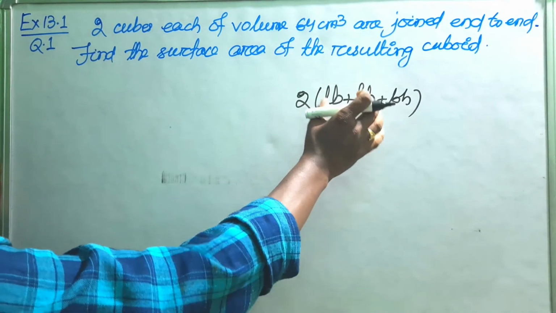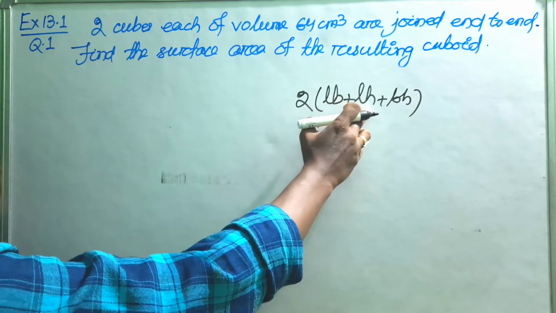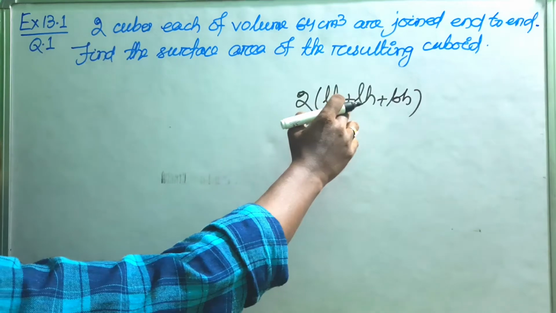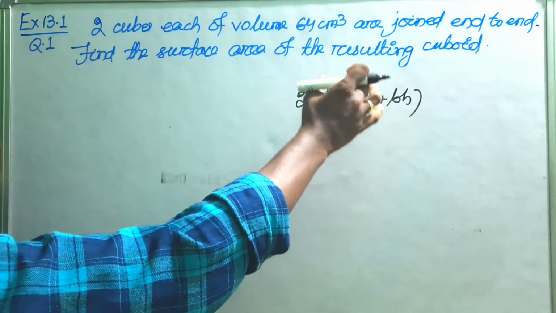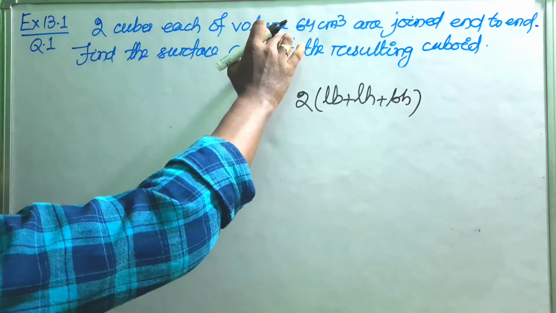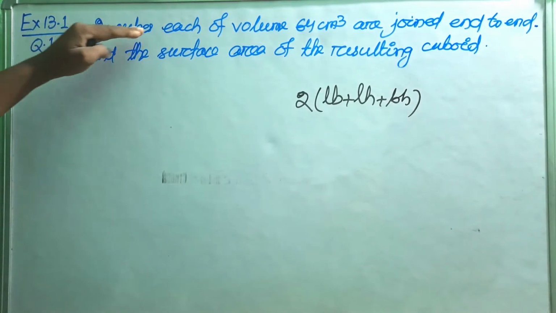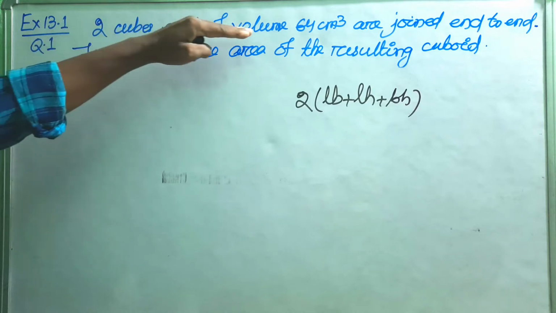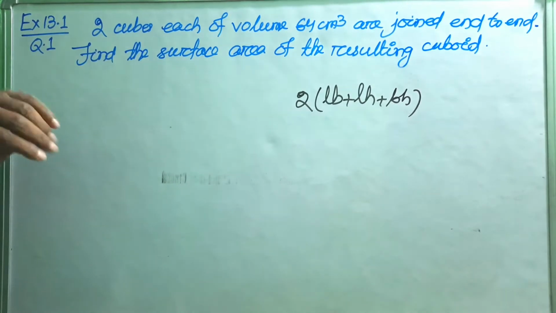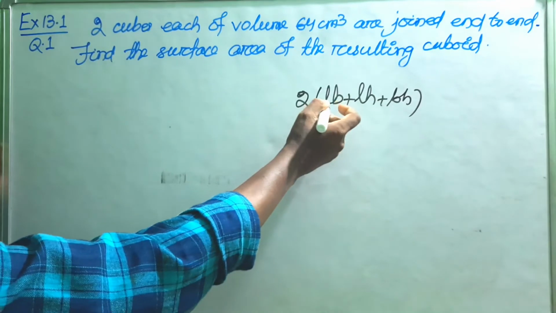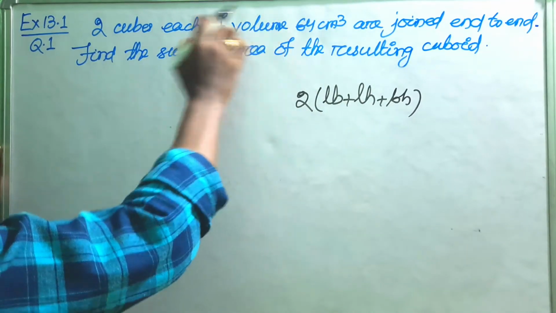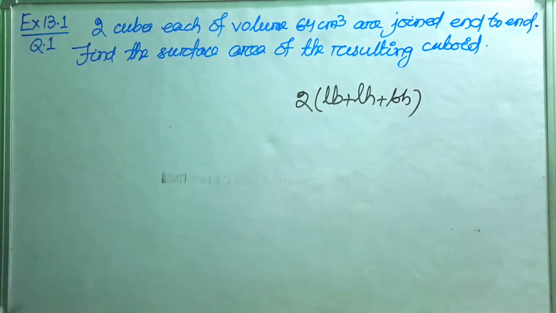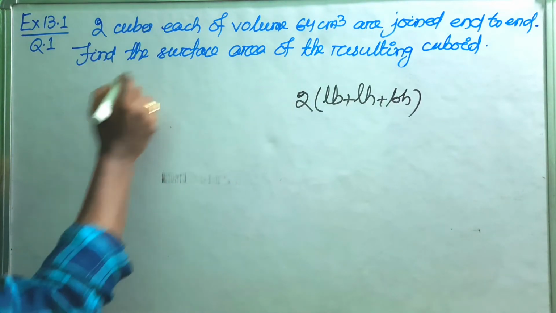Now the question is, do you know the values of L, B and H? No. Then where will you get them? You will get the information from the upper part of the question. What is given there? Two cubes each of volume 64 centimeter cube. Now the question arises, can you get the length, breadth, height from the volume of these two cubes? Obviously yes. How? Now look here.